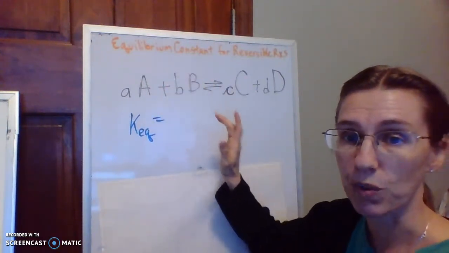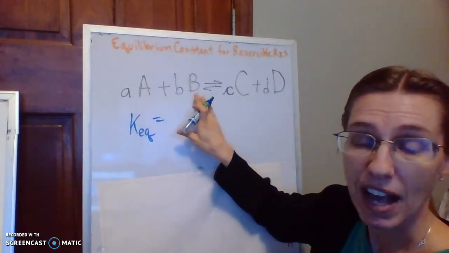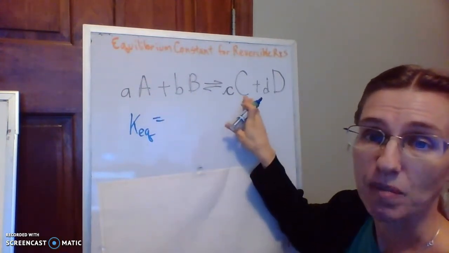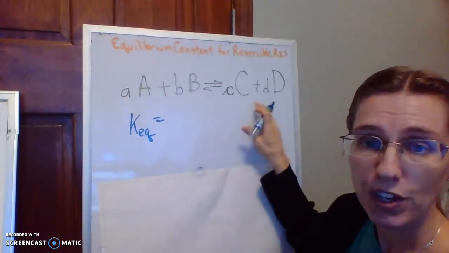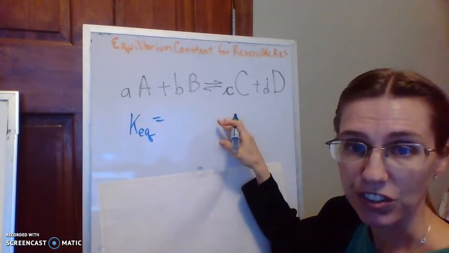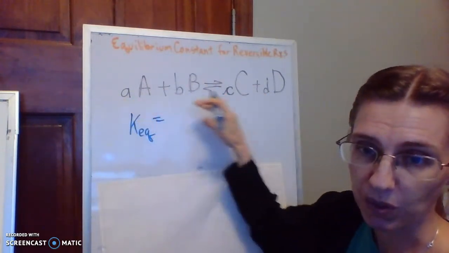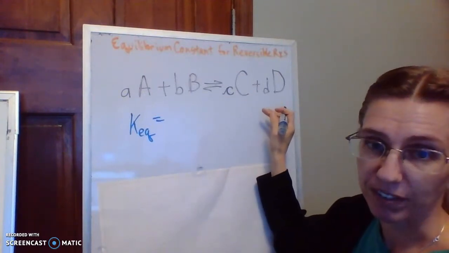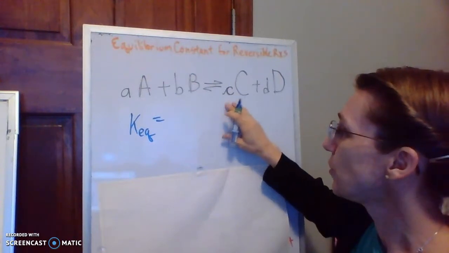So let me show you what that means. Here we've got the compound A adding to B and giving us compounds C and D. The lowercase letters are just numbers that are the coefficients used to balance the equation. So we have to have a balanced chemical equation before we get started here. Okay. So let's go ahead and do our KEQ.